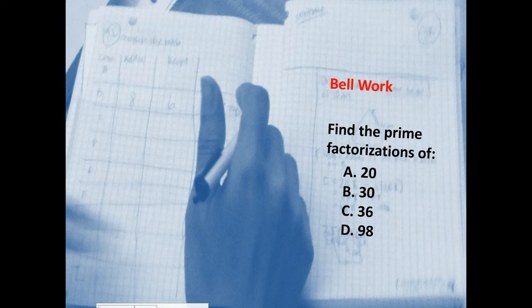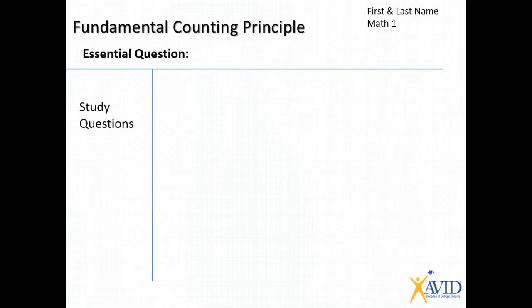In our bell work, we want you to find the prime factorizations of each of these numbers. So this is not a multiple choice option. We'd like for you to find the prime factorizations of 20, 30, 36, and 98.